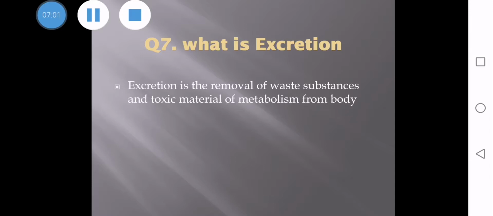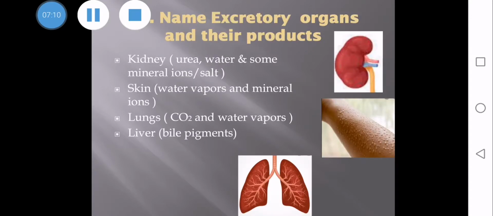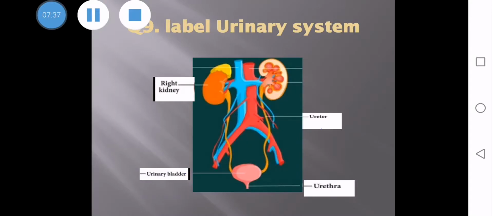So the next topic is excretion. What is excretion? It is the removal of the waste substances and the toxic materials of metabolism from the body. Here you have to name some excretory organs and their products. So the kidney, skin, lungs and liver are the excretory organs, and the waste products which come out of the body through the kidneys are urea, water, and some mineral salts or mineral ions. Through the skin, during sweating, water vapors and mineral ions come out, and from the lungs, as you have seen in the previous chapter on respiration, carbon dioxide and water vapors come out of the body, and from the liver, the bile pigments.